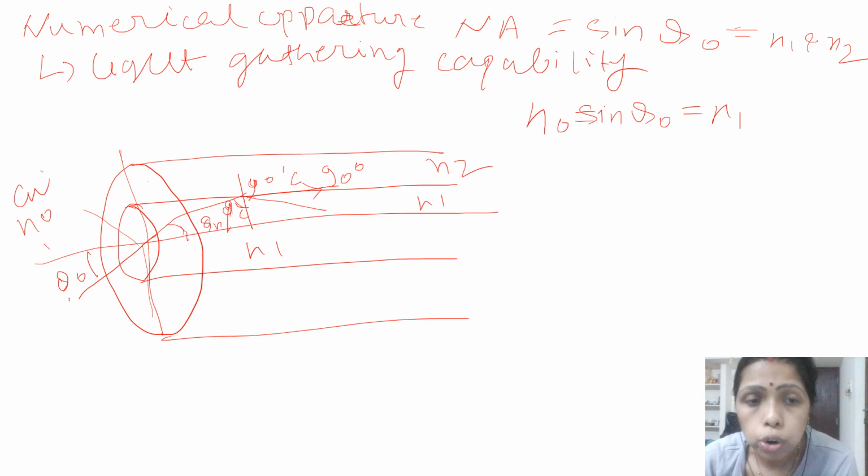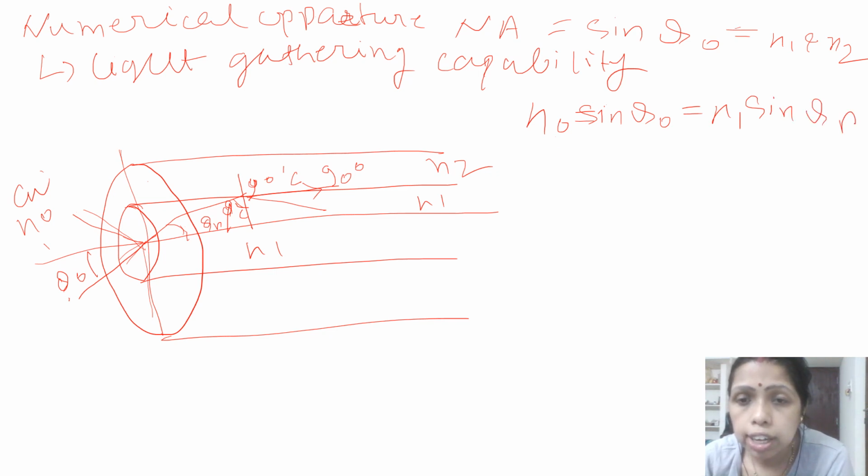So this cone is called the numerical aperture, the light gathering capability. Whatever light is incident on the fiber should be incident in such a way that all the light creates total internal reflection and propagates in the forward direction. Now I'm applying Snell's law at this interface: eta naught sine theta naught is equal to eta 1 sine theta r.